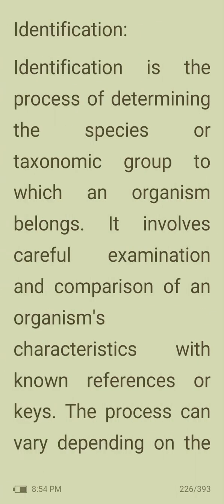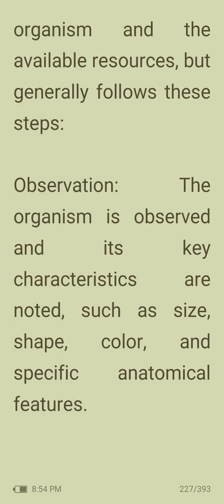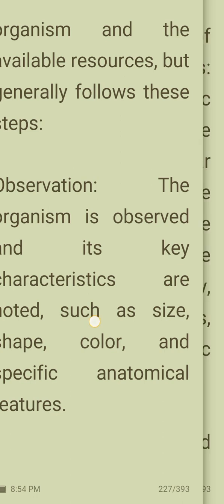Then process of identification. Identification is the process of determining the species or taxonomic group to which an organism belongs. It involves careful examination and comparison of an organism's characteristics with known references or keys. The process can vary depending on the organism and available resources, but generally follows these steps, like observation. The organism is observed and its key characteristics are noted, such as size, shape, color, and specific anatomical features.